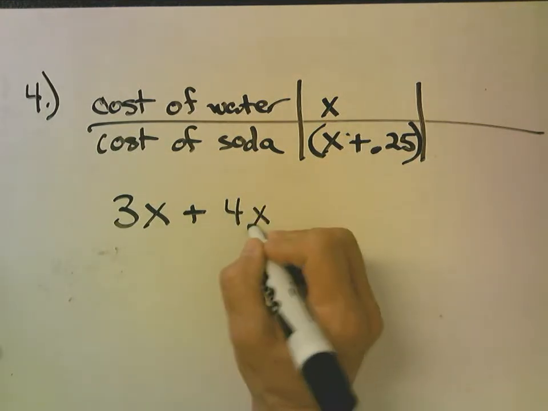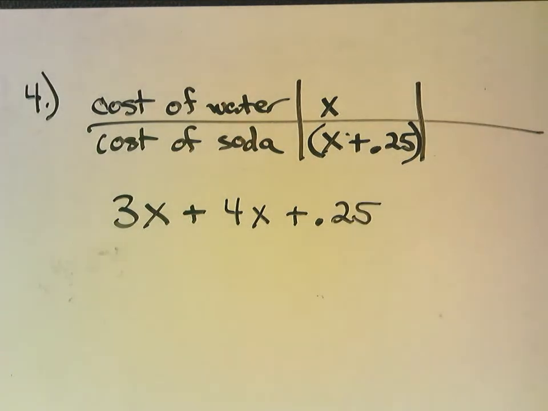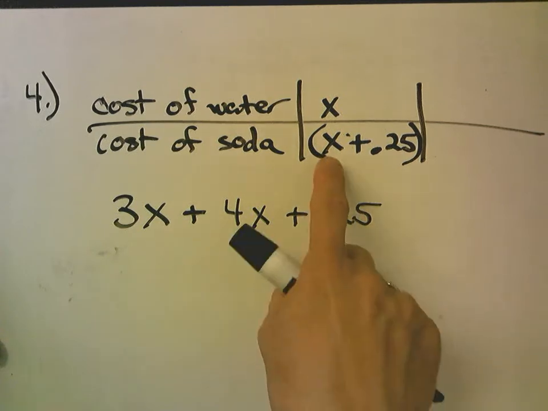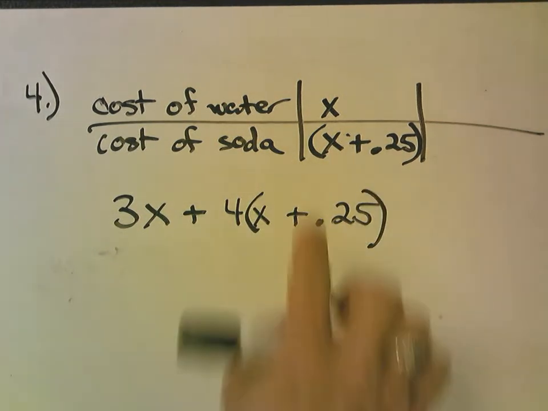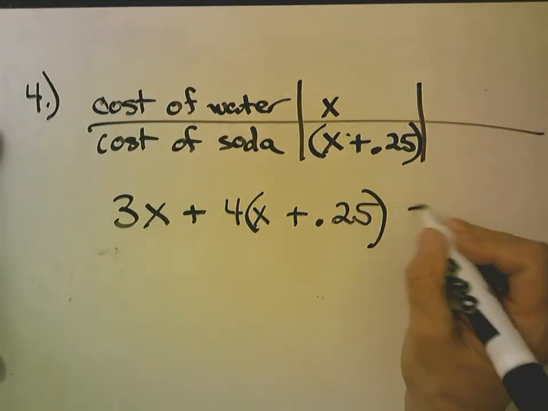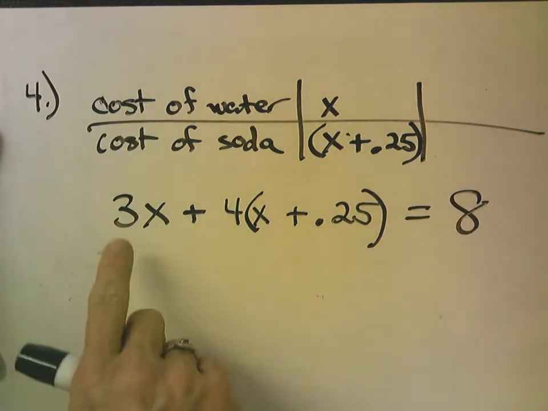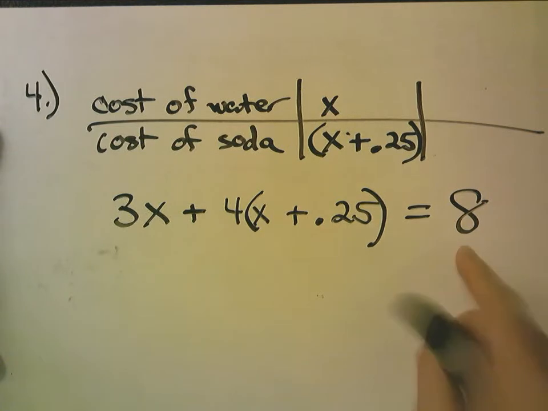Look what happens if I don't pay attention to parentheses. That would be wrong because the 4 has to multiply both the X and the 25 cents. So remember, if you're multiplying an expression, you always need to use parentheses. Now, my total is $8. So the cost of 3 waters plus the cost of 4 sodas equals $8.